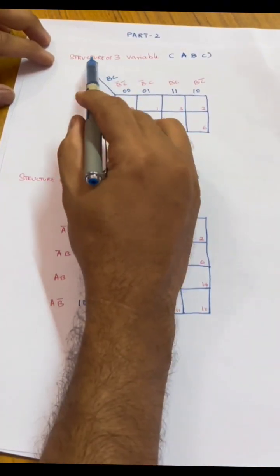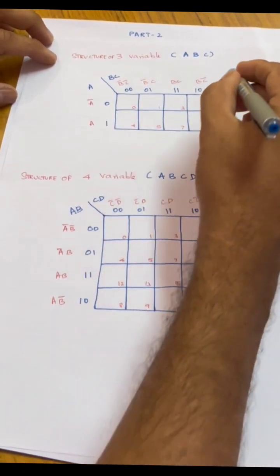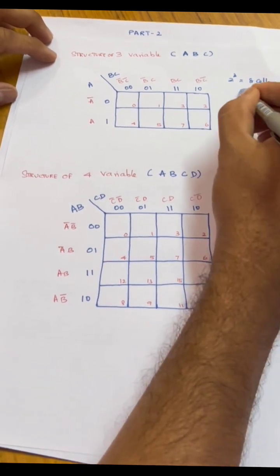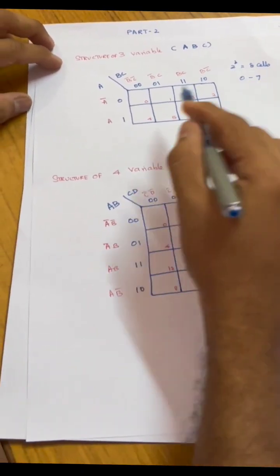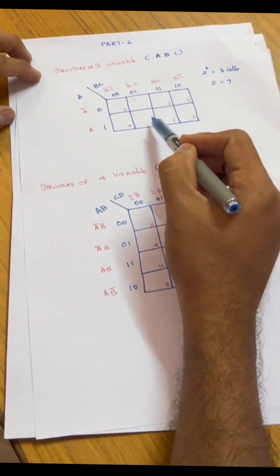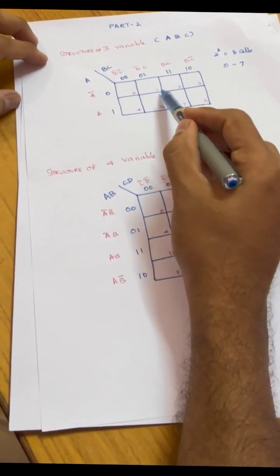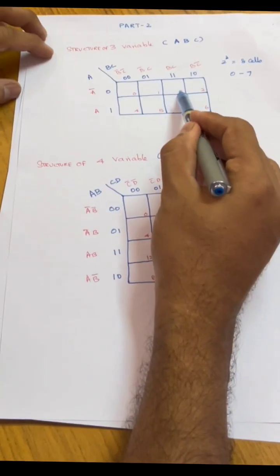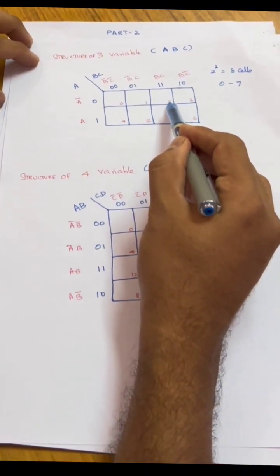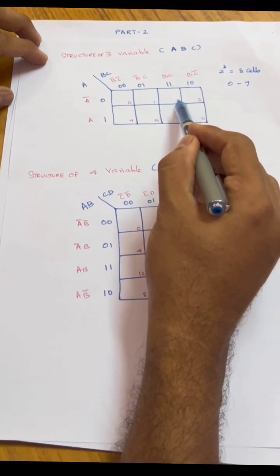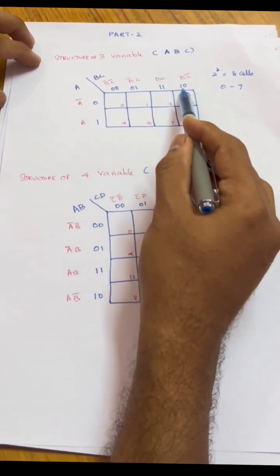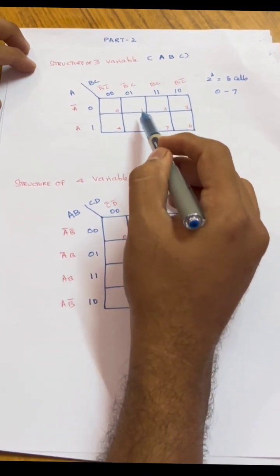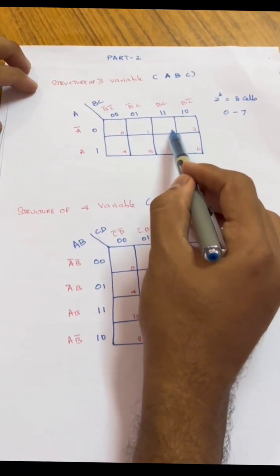Next we move on to the structure of the three variable K-map. 2 power 3 is equal to 8 cells, so the numbers start from 0 to 7. This is how we fix the numbers. Here we find one change, like 0, 1. We know that the next cell could have 2, but here we are using 3. Why? Because in the design of a K-map, each and every adjacent cell should have only 1 bit variation. So according to that, the cell shuffling has been done here.